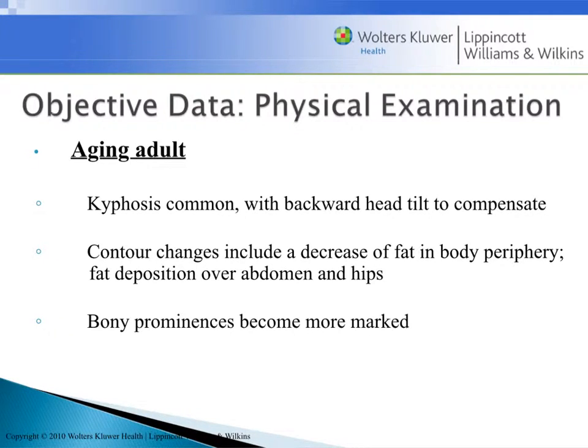When you move into the physical exam with the aging adult, kyphosis is common. You're going to have just kind of a change in their overall contour. You're going to see a decrease in fat in the periphery, so like their arms and legs tend to get a little bit skinnier, but they may have more fat deposits around their abdomen and hips. And their bony prominences become more marked, and again putting them at increased risk for pressure ulcers.